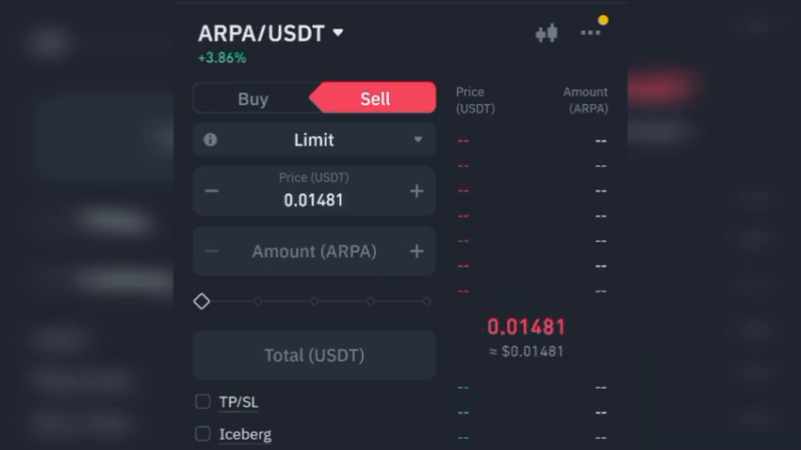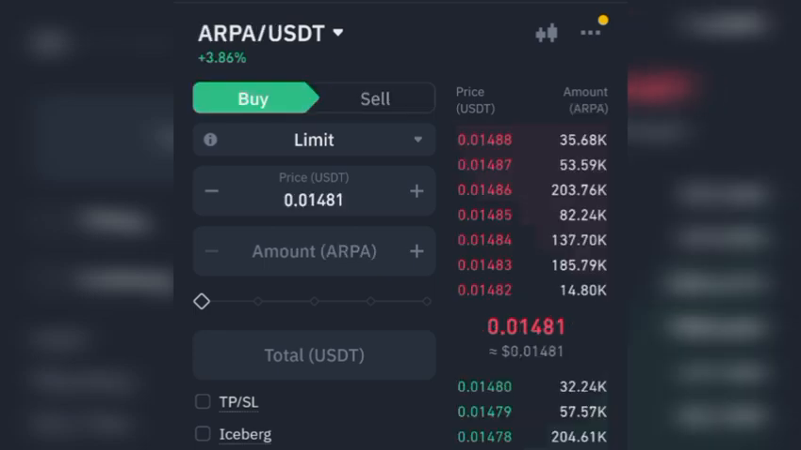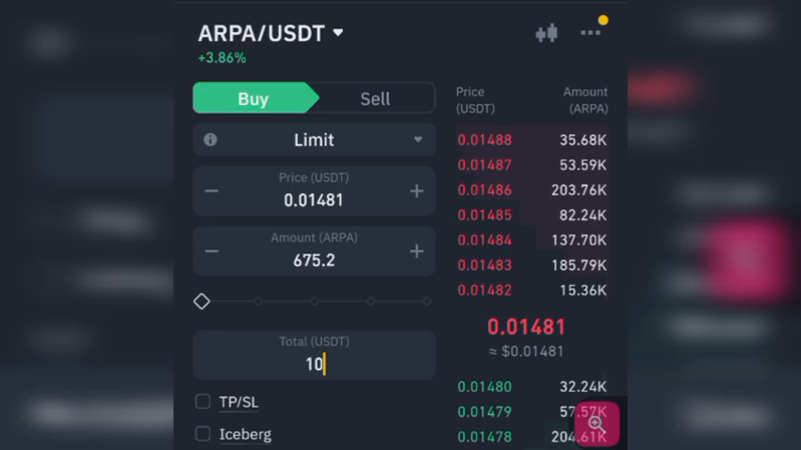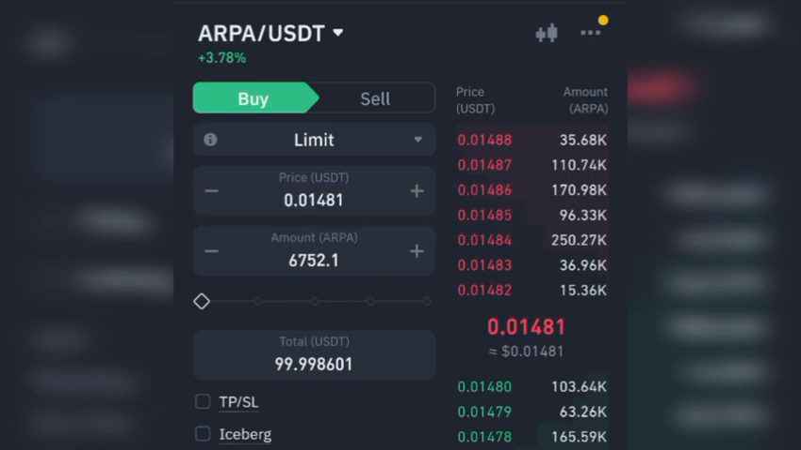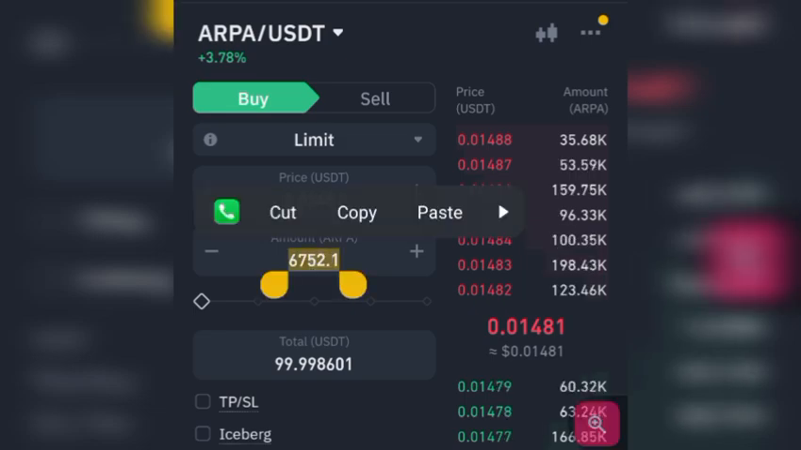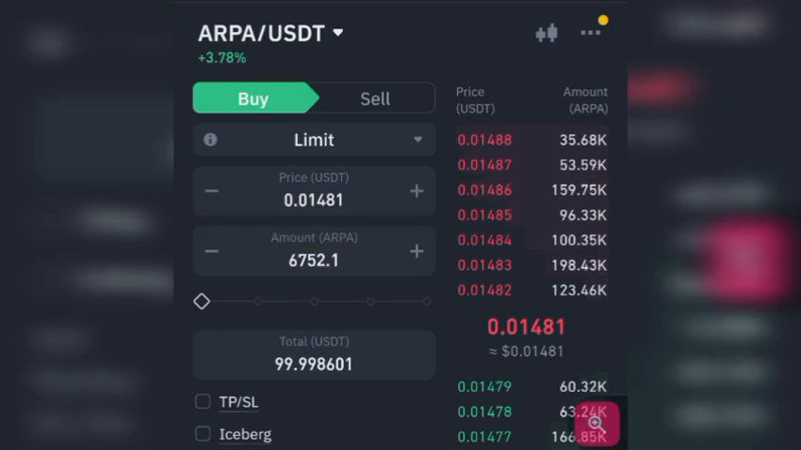So I came to ARPA USDT, and then after checking that everything's going to be fine, I put in $100. Okay, and then that $100 gave me 6752.1. So let me copy that. Okay, let's just copy that. So now we have bought ARPA USDT. Take note of the price. The price is what?